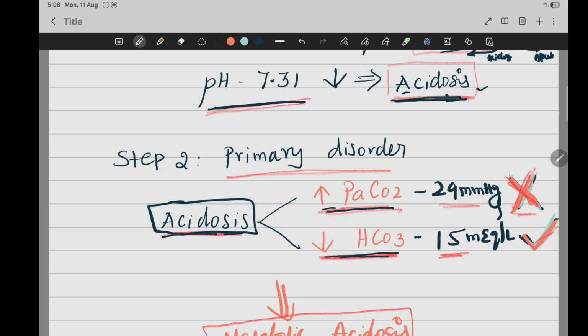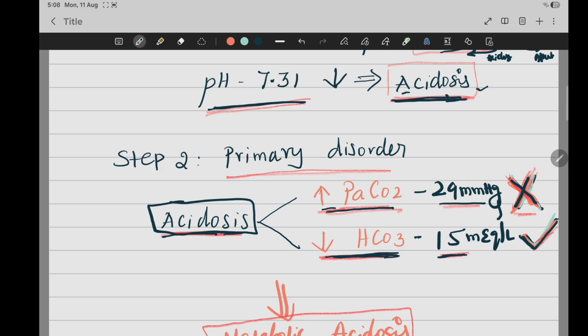But in this scenario you can see the patient has 29 mmHg of carbon dioxide, which is not more than 45, so it is not climbing. This does not fit, so we rule it out. Next, bicarb: in acidosis it should be less than the normal level of 22 to 24. Here the patient's value is 15, yes, less than normal. So the problem is on the metabolic side. We have found the primary disorder is metabolic.